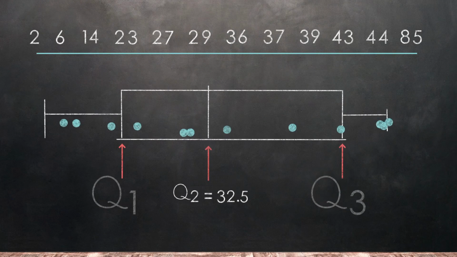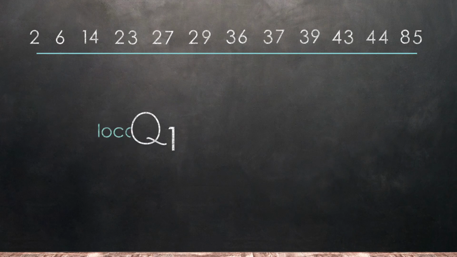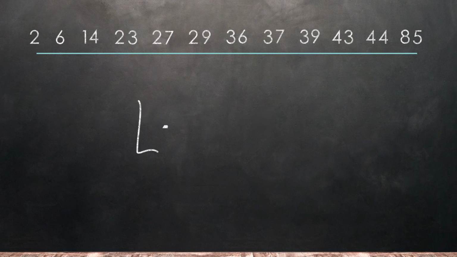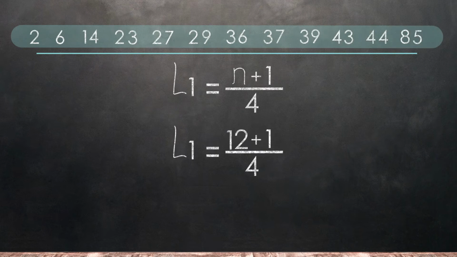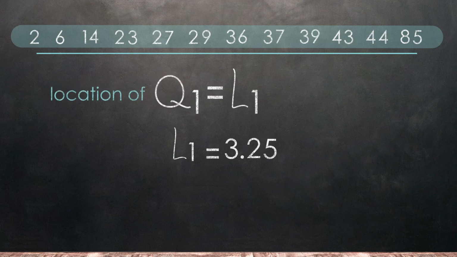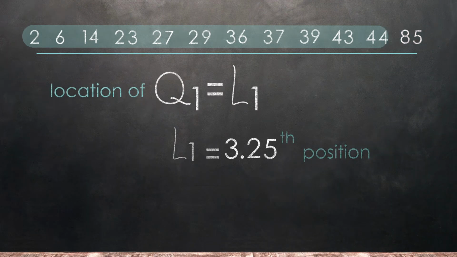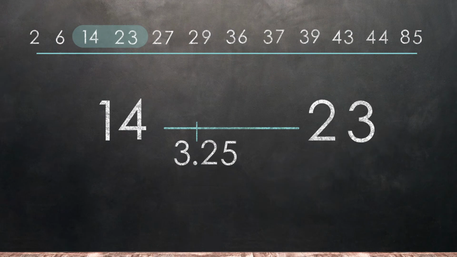We are now ready to calculate Q1. Again, we need to first find the location of Q1, which we will call L1. The formula for calculating L1 is L1 equals (n plus 1) divided by 4. Substituting n equals 12, we get 3.25. This means that Q1 is in the 3.25th position of our list of numbers, or a quarter of the distance between the 3rd and 4th observations.